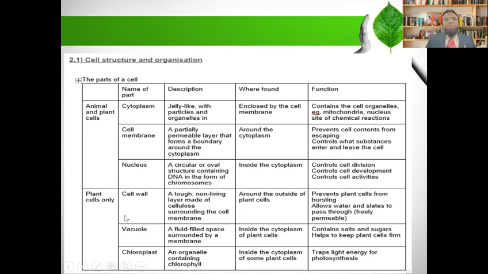Now, another structure, as you can see here, vacuole. Okay, what is vacuole? It's a fluid-filled space surrounded by the membrane. And it is, of course, found inside the cytoplasm. And what is its job? Its job is to store water, specifically in plant cell. When vacuole stores a high amount of water, the cell becomes turgid.